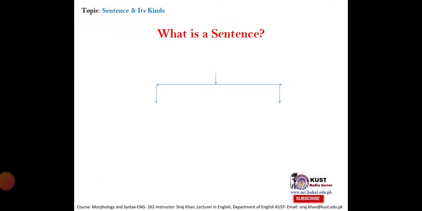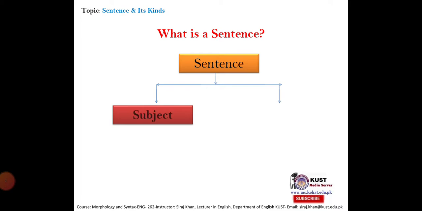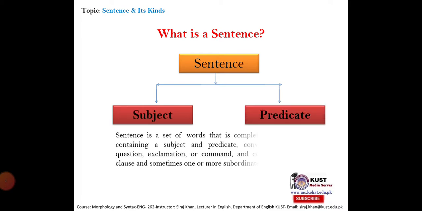First of all, what is a sentence? Sentence is a group of words that makes complete sense. A sentence expresses a complete thought. Simply, we can say that a sentence is a group of words that contains a subject and a verb, a subject and a predicate. Subject and predicate are the two essential parts of a sentence.